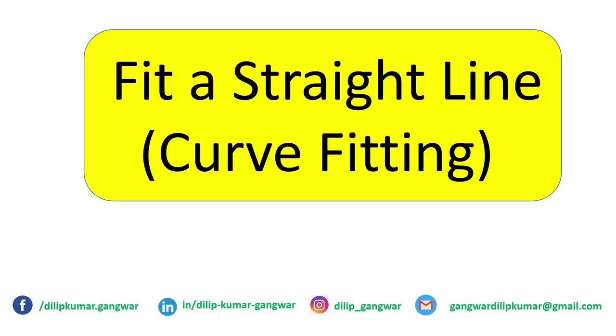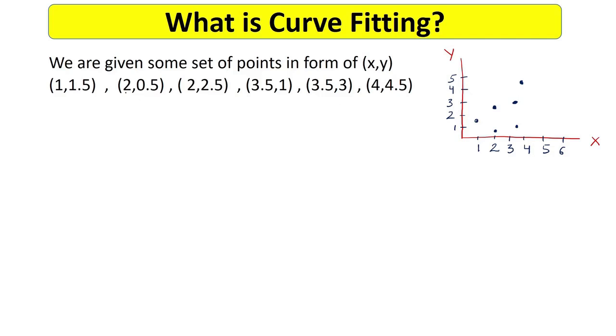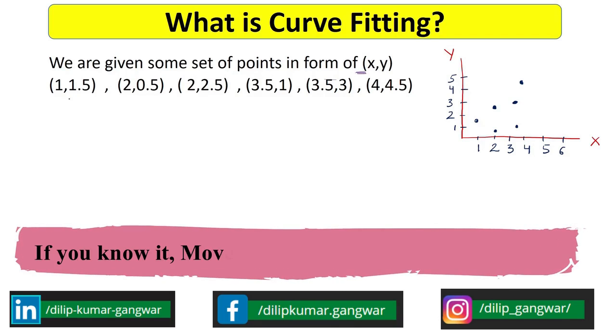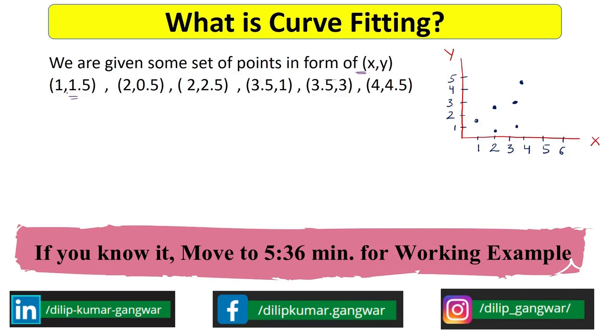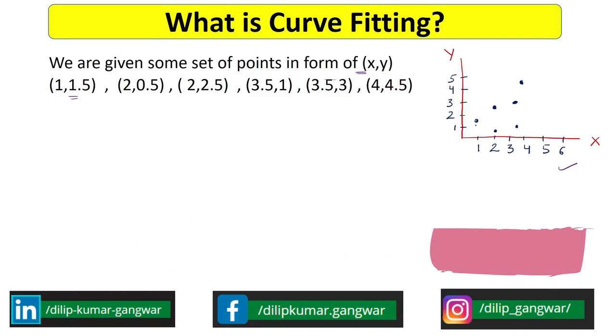So let's start. Let's first understand what we mean by curve fitting. To understand this, let's assume that we are given some set of data points in the form of x comma y. These are the coordinates or data points: 1 comma 1.5, 2 comma 0.5, and so on. In this graph, I have plotted all these data points as dots. Curve fitting means we have to find the relation between these x comma y points.